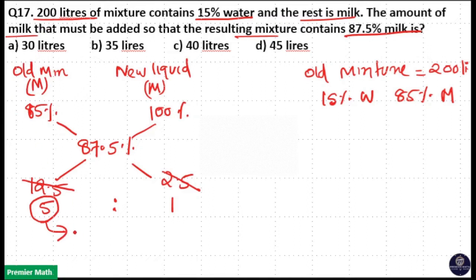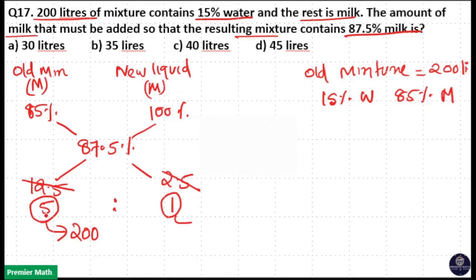Old mixture is 200 liter. So 5 parts is equal to 200 liter. Never add 5 plus 1, because this is the new liquid, pure milk, you are adding. This is 1 part, the new liquid you are adding. This is the old mixture.